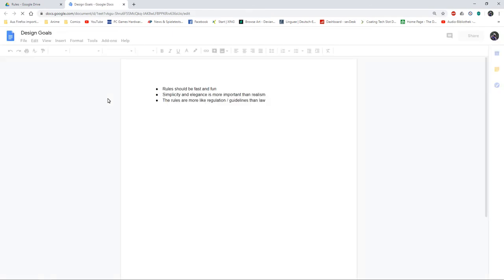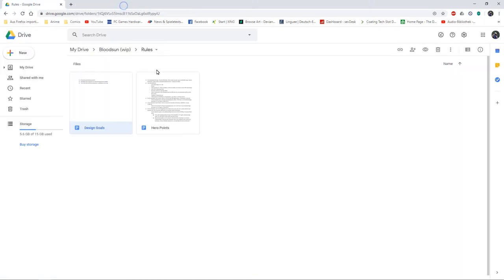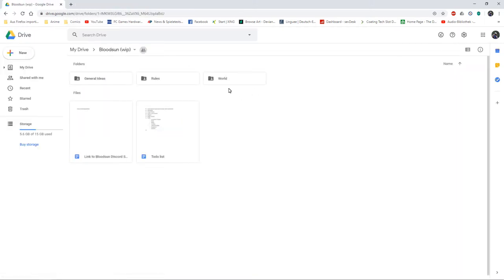I've done very little work on the rules, but made my design goals. I think this is important to set up at the beginning of the project, so you don't lose focus on what you're trying to achieve. My rules should be fast and fun. This is one of the reasons I'm going for a D&D style rule set, because it's one of the more efficient rule sets I know. And I want simplicity and elegance more than realism, or balance for that matter. And the rules are more like regulations. It's more like the pirate code than an actual letter of law.